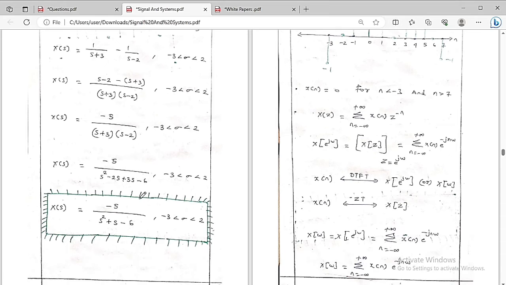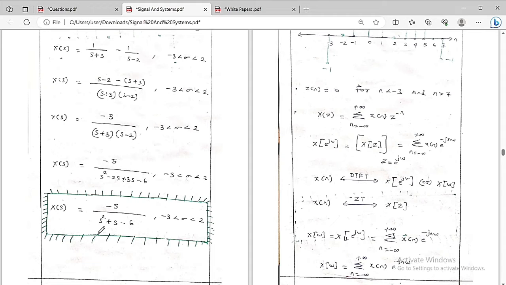s squared minus 2s plus 3s minus 6, and the remaining thing is the same. If you simplify, minus 2s plus 3s is nothing but plus s. So finally you are going to get minus 5 by s squared plus s minus 6, with ROC minus 3 less than sigma less than 2. So this is the Laplace transform of the signal that they have given. So this is the correct solution of this question.